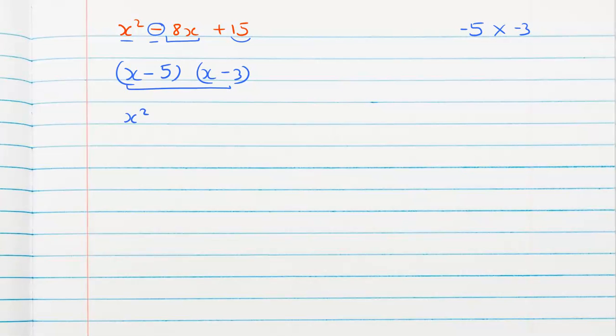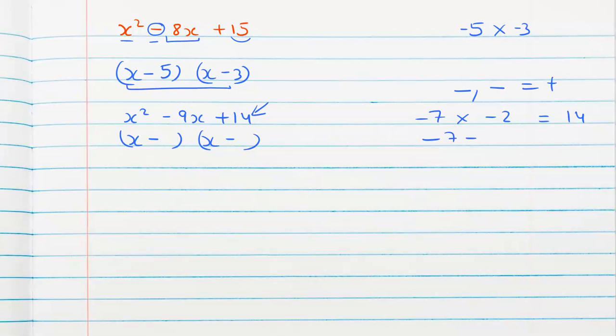We have x squared minus 9x plus 14. Again, as I said, the sign will be negative. Now we just need to find two numbers. Well, to get 14, we can have negative 7 times negative 2. We get positive 14, right? Because negative times negative, we get plus. And negative 7 plus negative 2, we get negative 9. So the answer will be x minus 7, x minus 2.